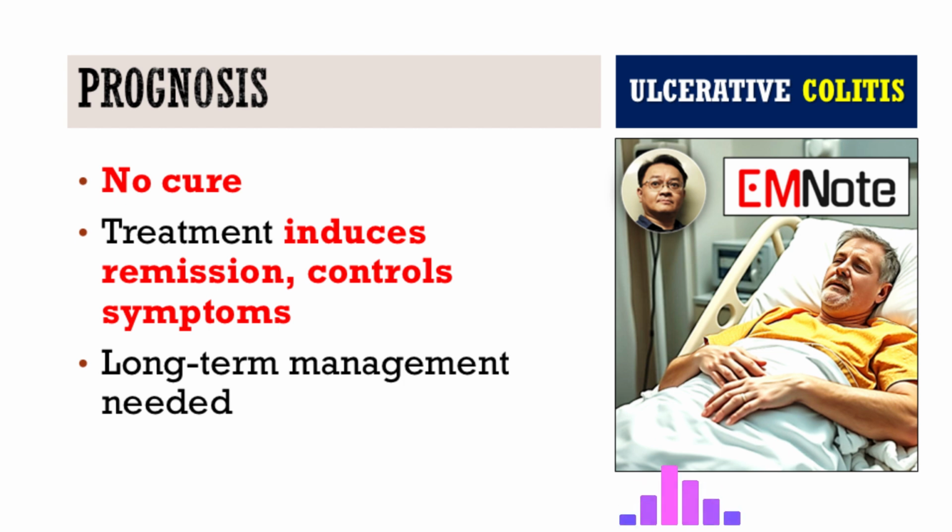With those options available, is there actually a cure? Can UC be completely resolved? Unfortunately, no. There isn't a cure for ulcerative colitis at this time. But, and this is a crucial message for patients, medical and surgical treatments can be very effective. They can induce remission, keep the disease controlled long-term, and really improve quality of life. That's a key point. Managing it effectively is the goal.